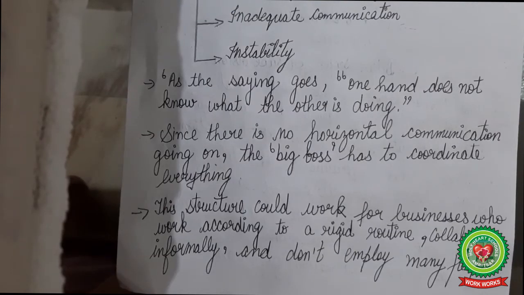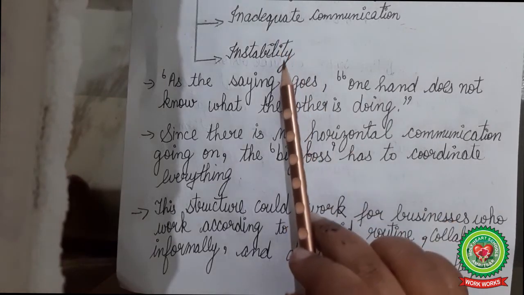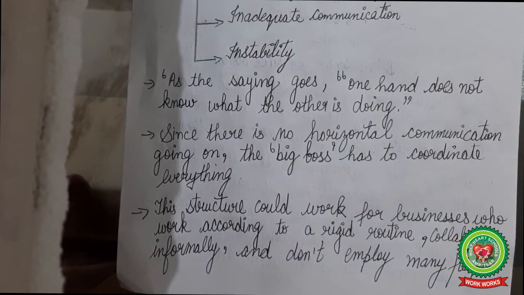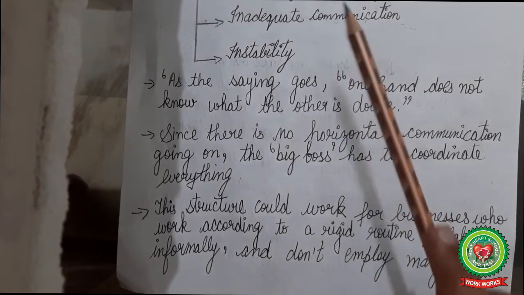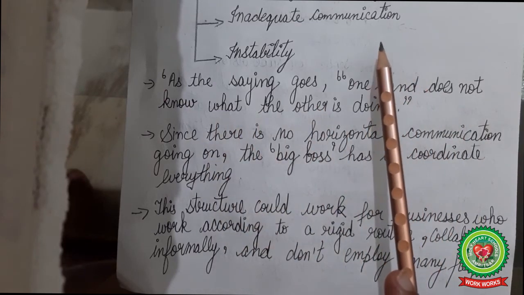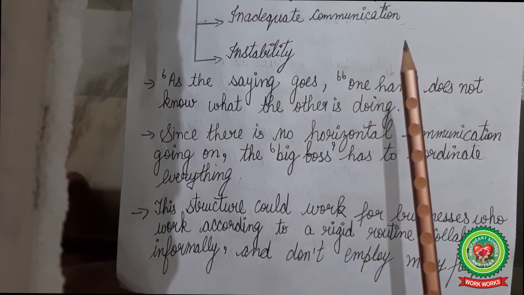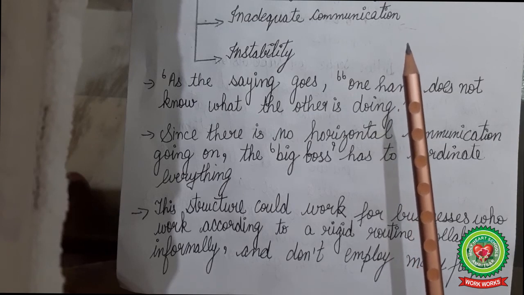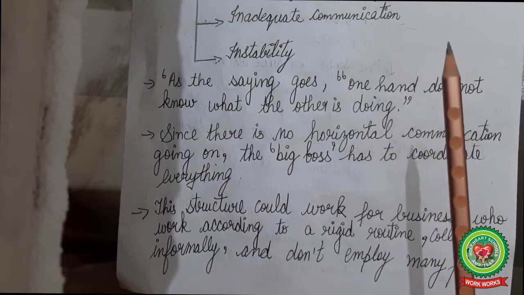In this organization, communication is inadequate and there is instability. Policies which are framed by the top authority have to be carried out in the same way. There is no upward communication. The top authority communicates to the lower level, but the lower level does not respond to the upper authority. As a result, complaints and suggestions are not given and there is only one-way communication. So there is a saying, one hand does not know what the other is doing. This is the actual case of line organization. Only they command, but they don't know whether their plans have been implemented properly or not.